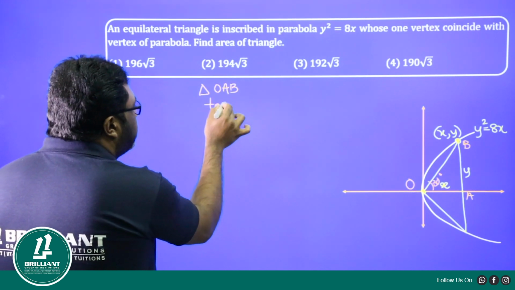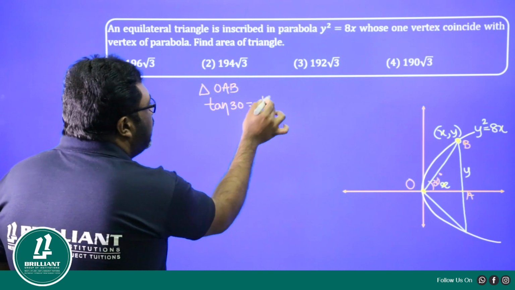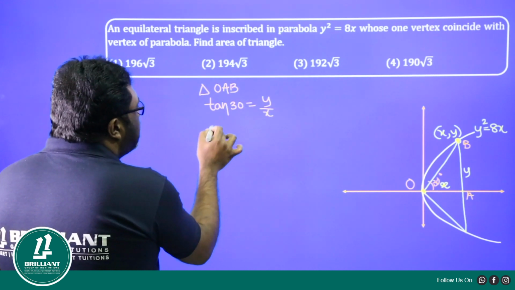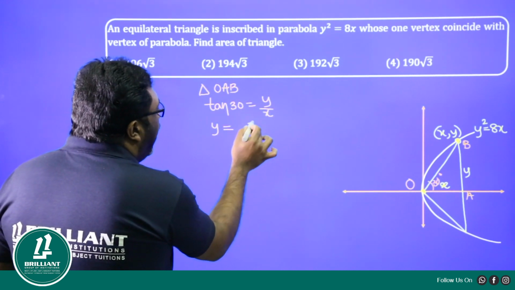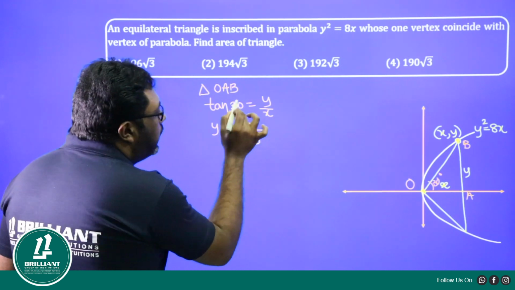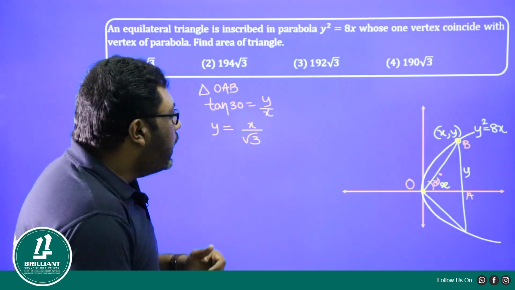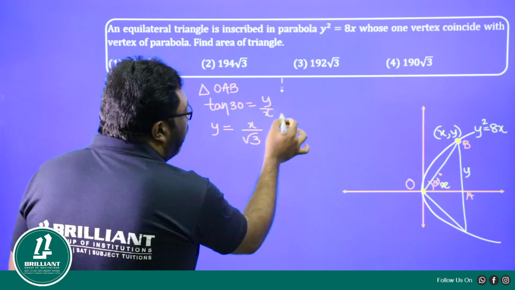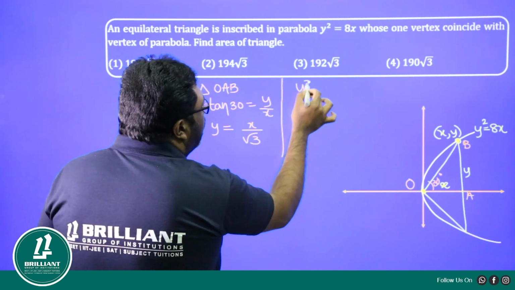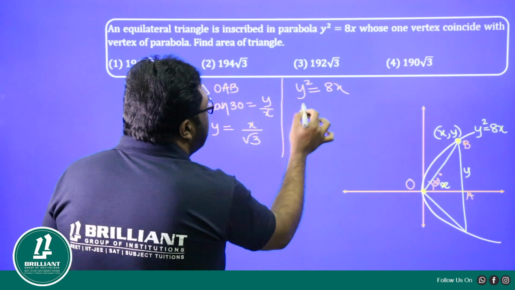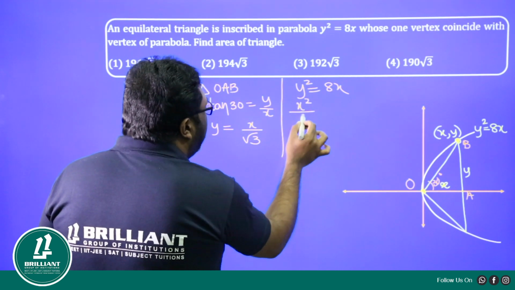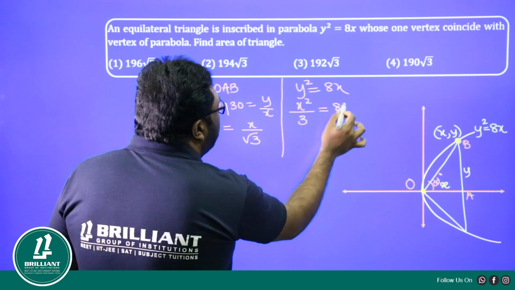Tan 30 is equal to y by x. So y is equal to x divided by root 3. Tan 30 is 1 by root 3. Now substitute this in the equation of the parabola. y squared is equal to 8x. So x squared by 3 is equal to 8x.